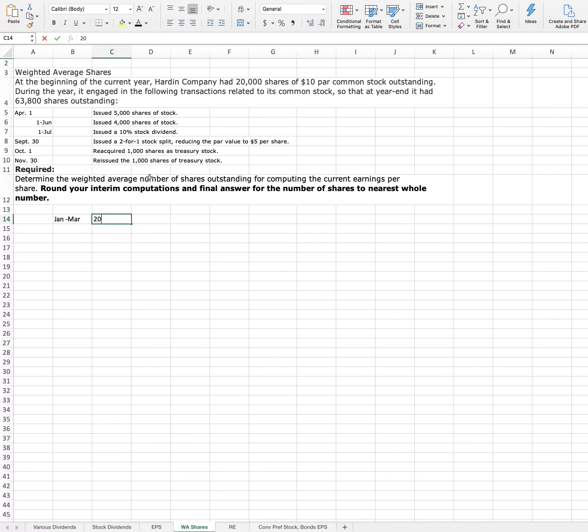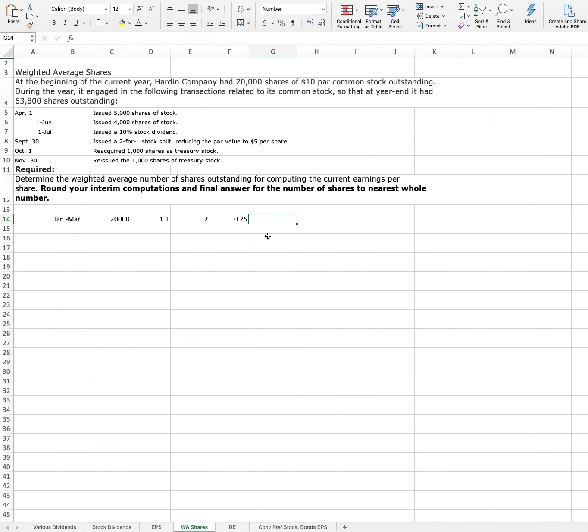And 20,000 shares. And then because of that 10% stock dividend, we're going to multiply it by 1.1. So I'll list that here. And then because of the 2-for-1 stock split, we'll multiply it by 2. And then, of course, we have to multiply it by the portion of the year. So January to March is 3 out of 12 months.